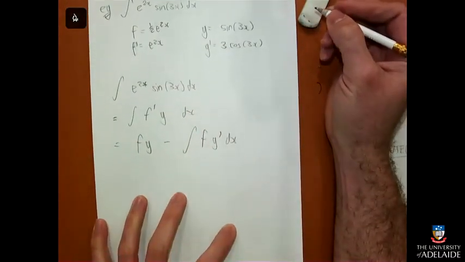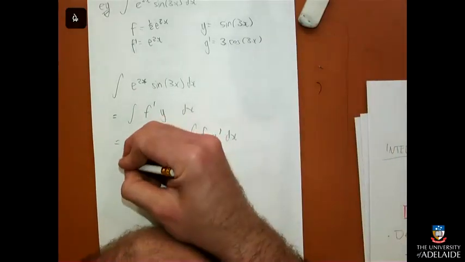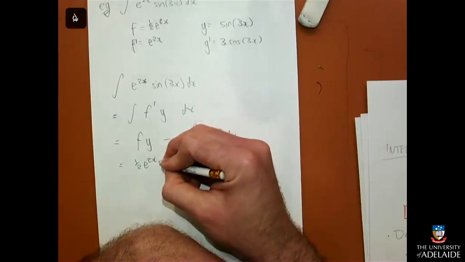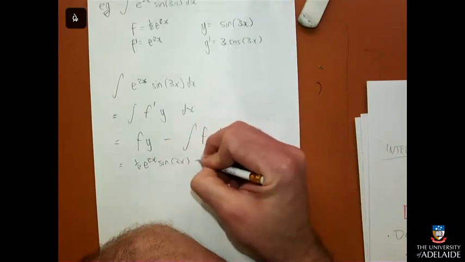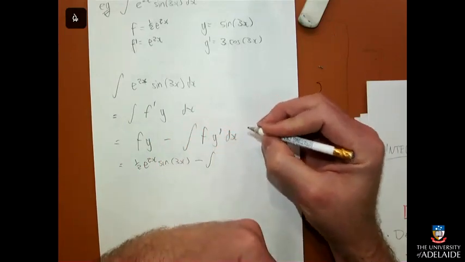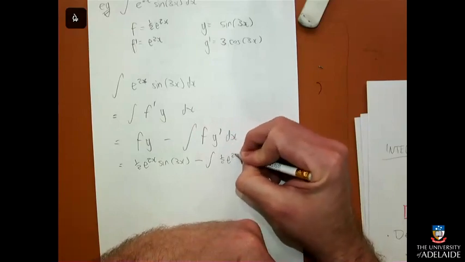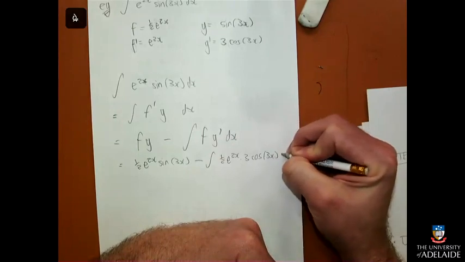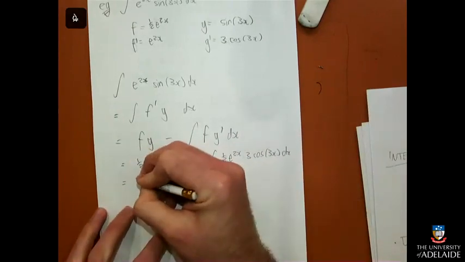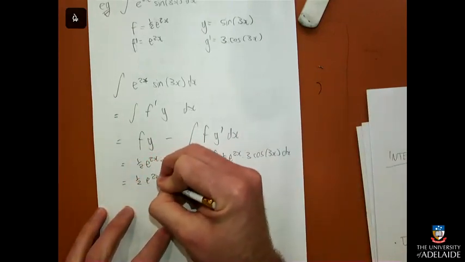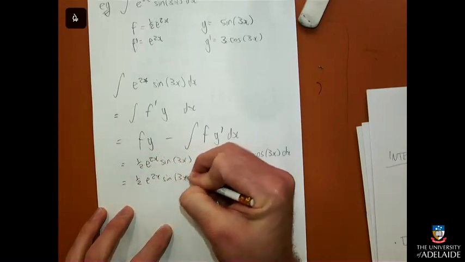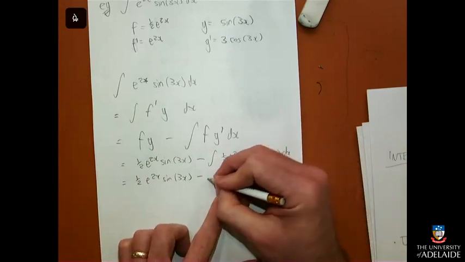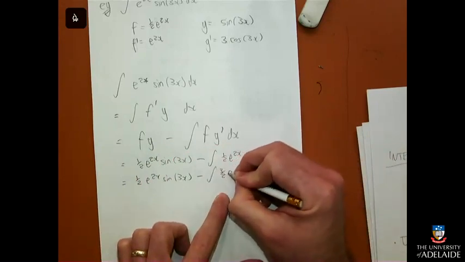Okay. So what have we got? We've got f is a half of e to the 2x, and g is sine 3x. And f dashed is e to the 2x, and g dashed is 3 cos 3x. Now what have we got? 3 halves.